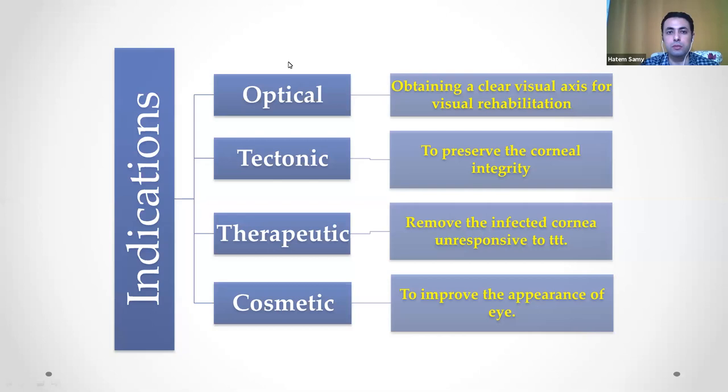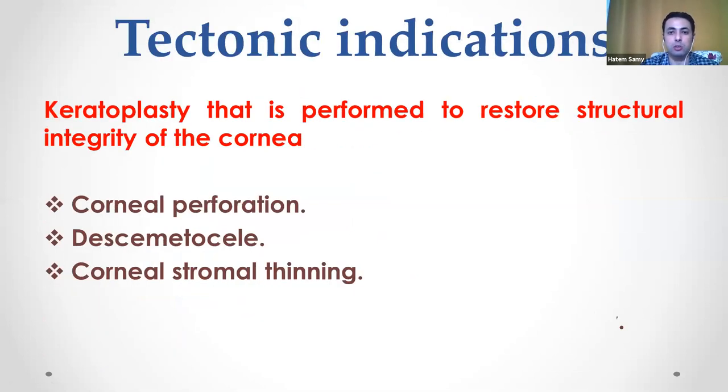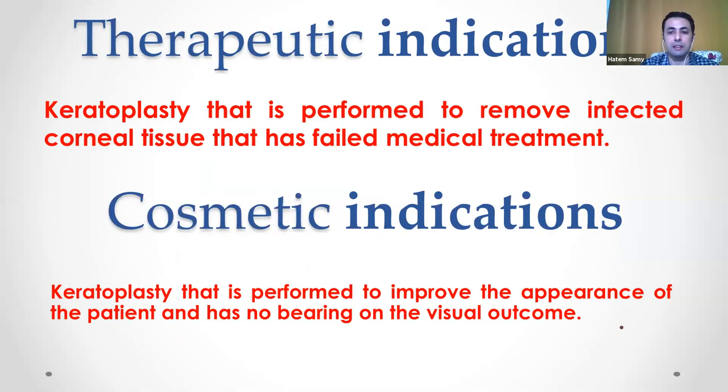So, optical keratoplasty is done in keratoconus, corneal scars, degenerations and dystrophies, aphakic or pseudophakic bullous keratopathy, and secondary grafting after rejection. Tectonic indications are corneal perforation, descemetocele, and corneal stromal thinning. Therapeutic indications, as we said before, are for failing medical treatment for corneal infection. Cosmetic is only for the appearance of the eye.